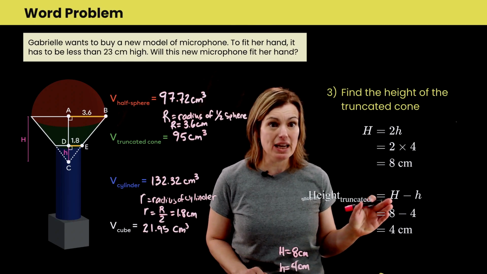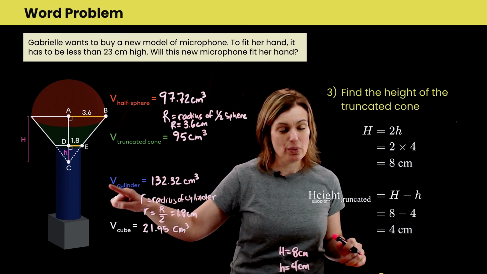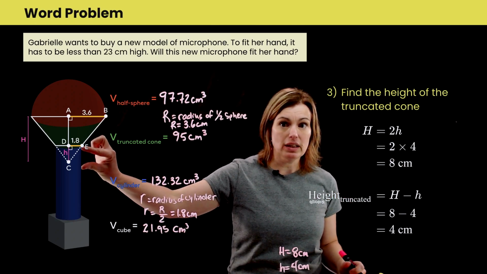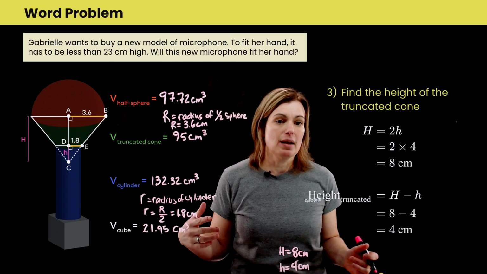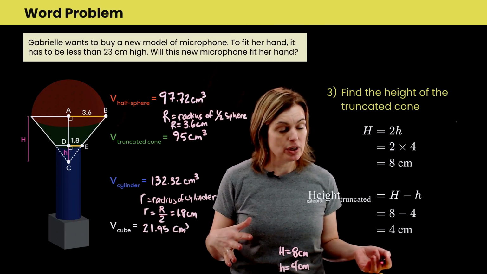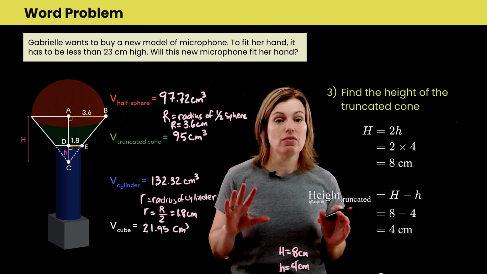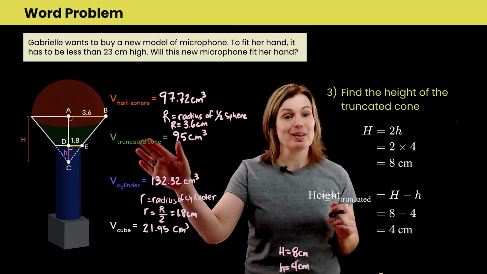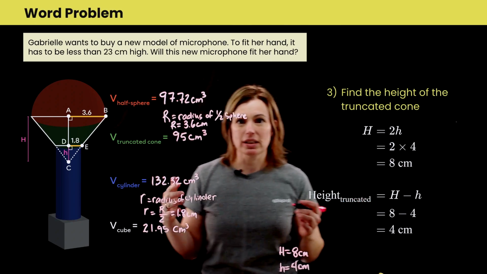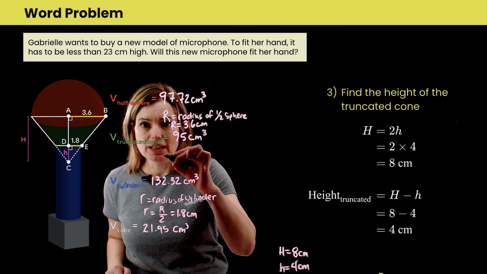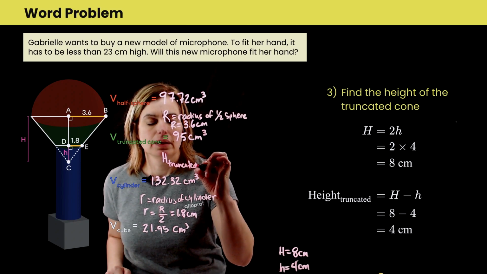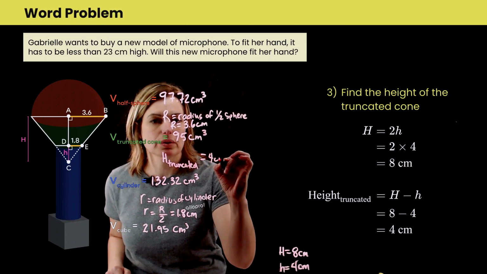I'm going to take that big H, the height of the entire cone as if it was intact, and subtract the height of the little cone that I slice off of it. That means I'm taking 8 and subtracting 4 to leave us with an overall height of 4 centimeters for the truncated portion. This is the part that I want to retain for the rest of my calculations. So I'm going to say height truncated is equal to 4 centimeters.